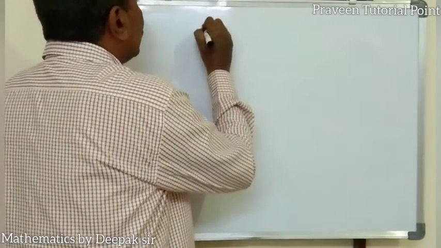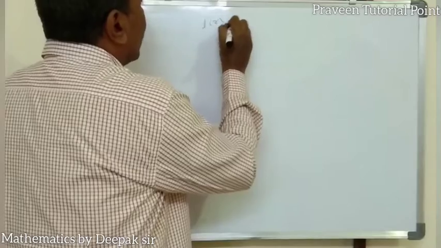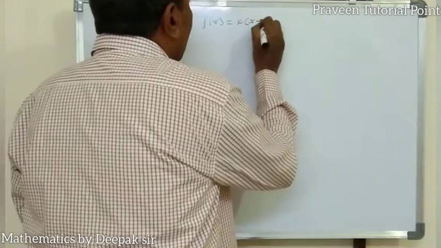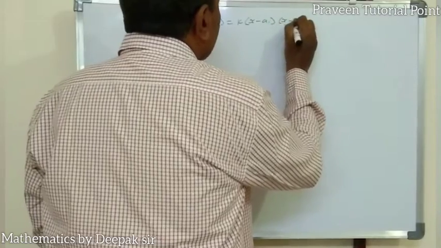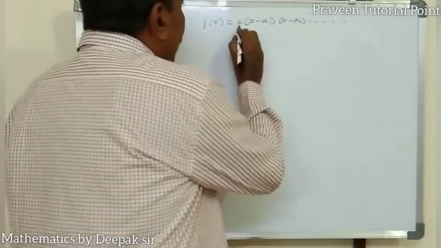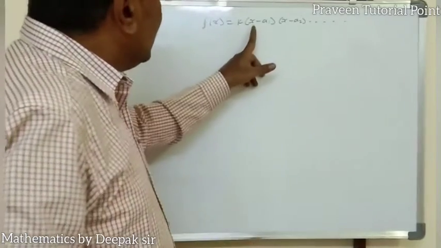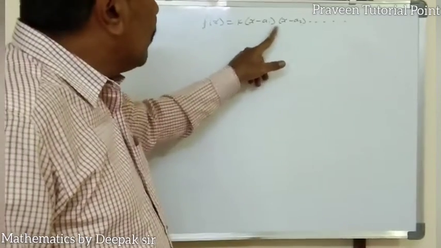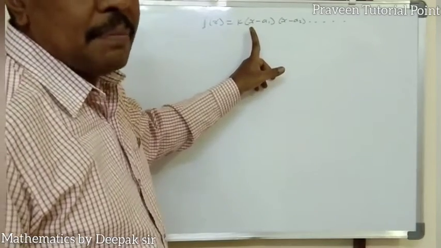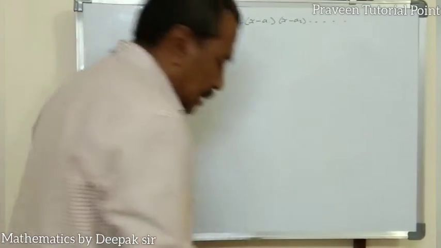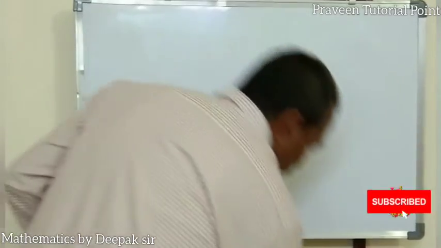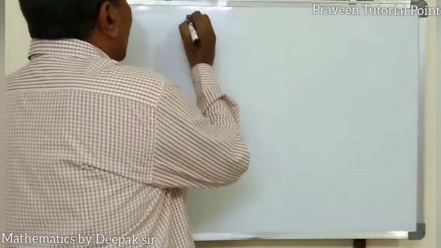f(x) is a polynomial. This can be factorized as k into (x minus a1) into (x minus a2) and so on. We can find the value of k by substituting any number other than a1, a2 in place of x, so that we can find the value of k. I'll take one example, so that it will give you more clarity.